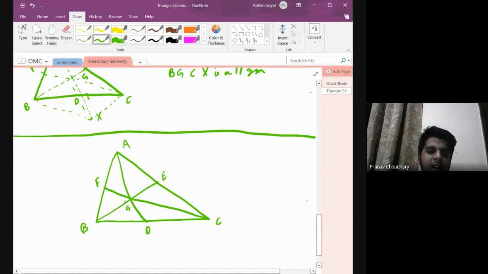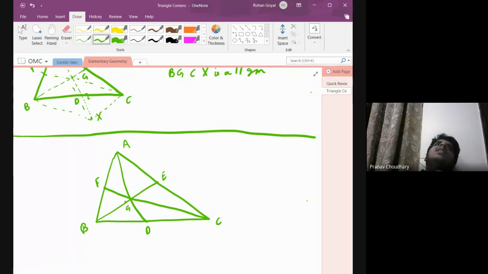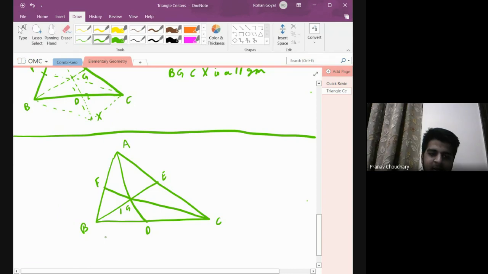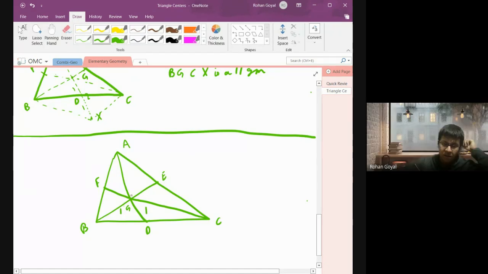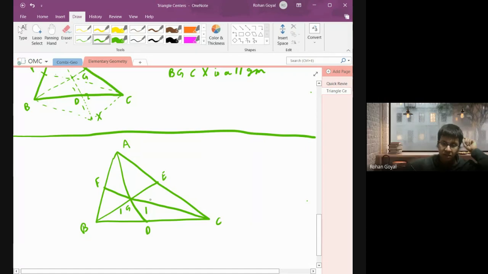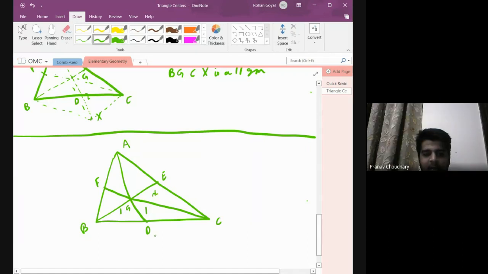So now, GBD. Let the area of GBD be 1. So now GDC is also 1. Let the area of EGC be X. And so the area of AGE is X.